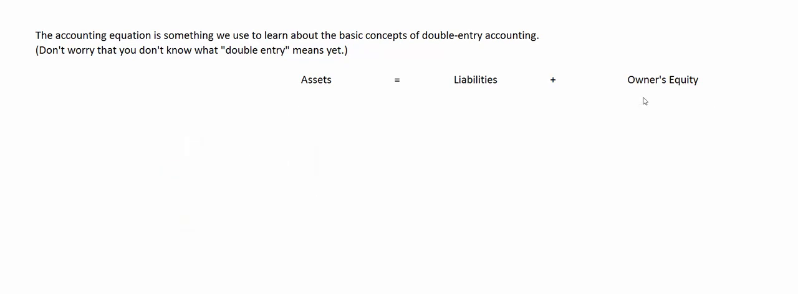So one of the first things you have to do in every accounting class is look at a bunch of simple business transactions, and determine what effect those transactions have on the accounting equation.